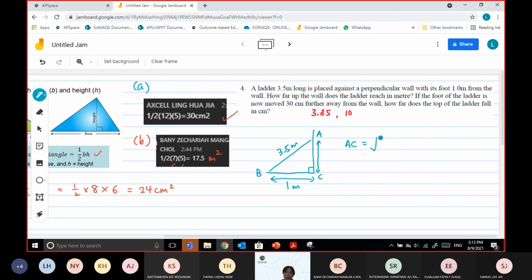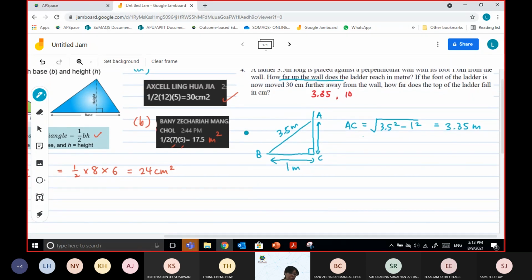So that means the square root of 3.5 meters squared minus 1 meter squared. Yes, correct. And when we solve it, we get 3.35 meter. Thank you. So we get the answer for this one. Then the next one: if the foot of the ladder is now moved 30 cm further away from the wall. Further away.